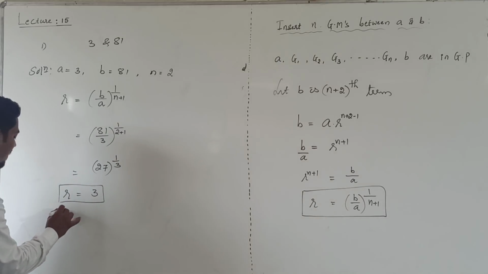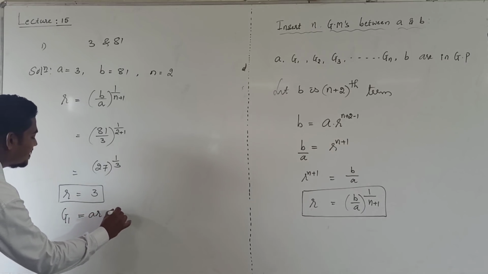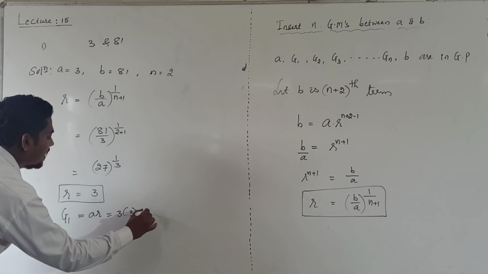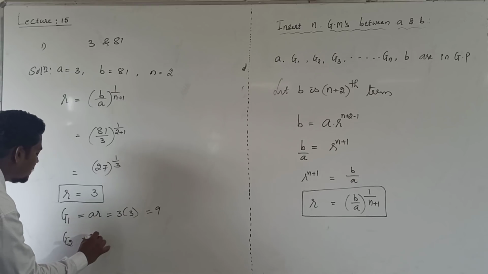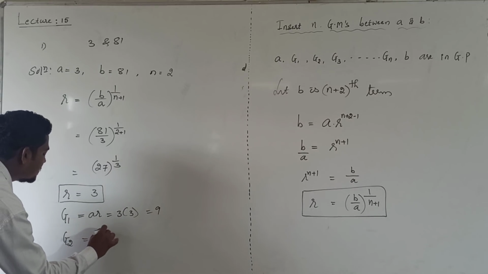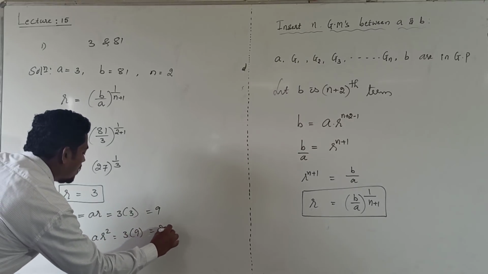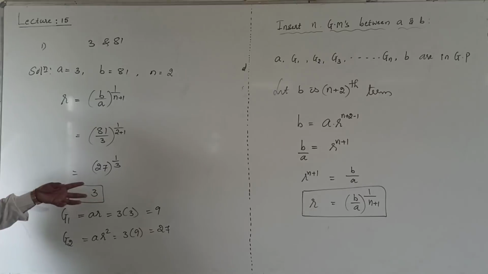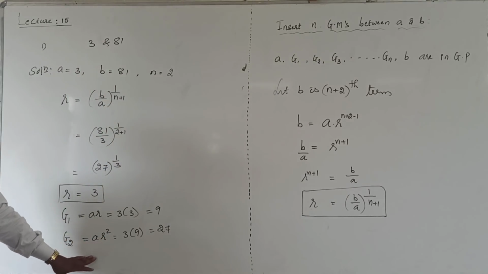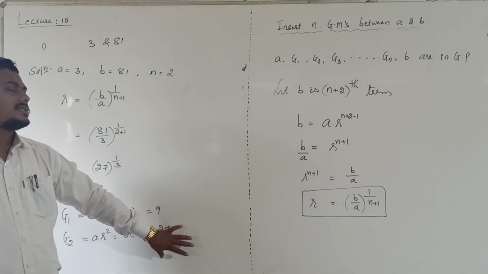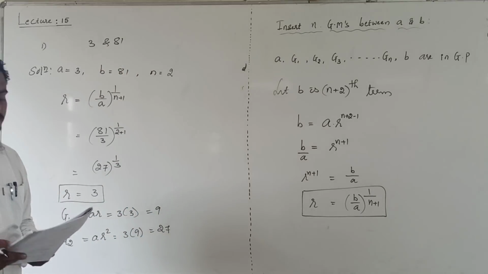Now write G1 value. Inserting number 1. G1 is equal to a into r. That's equal to 3 into 3, that is equal to 9. We need to insert two numbers, so G2. G2 is a into r square. That's equal to 3 into 9. That is equal to 27. Insert two numbers between 3 and 81 such that the resulting sequence is GP. These two are the numbers between these two numbers such that the resulting sequence is GP.